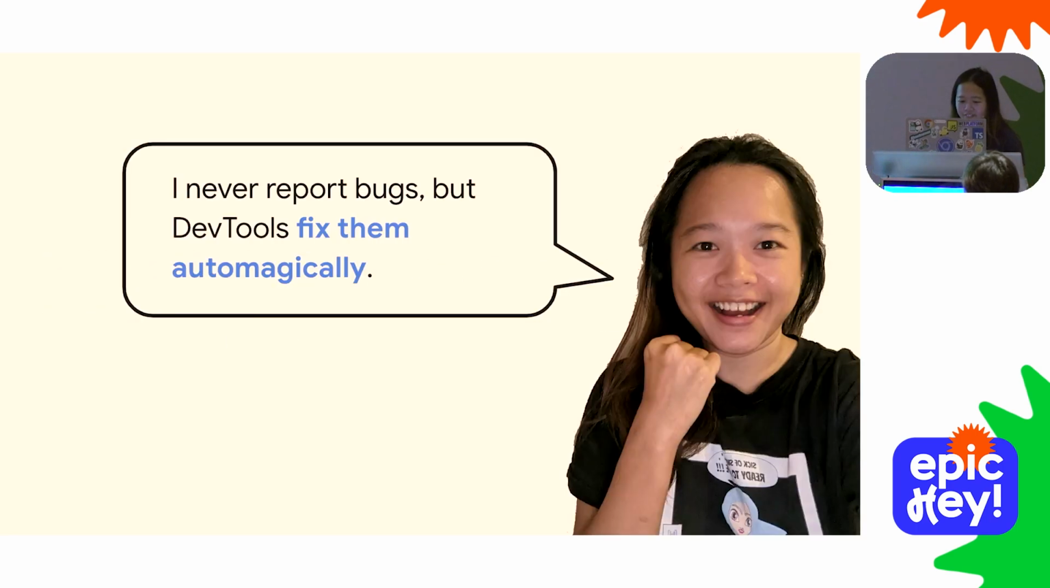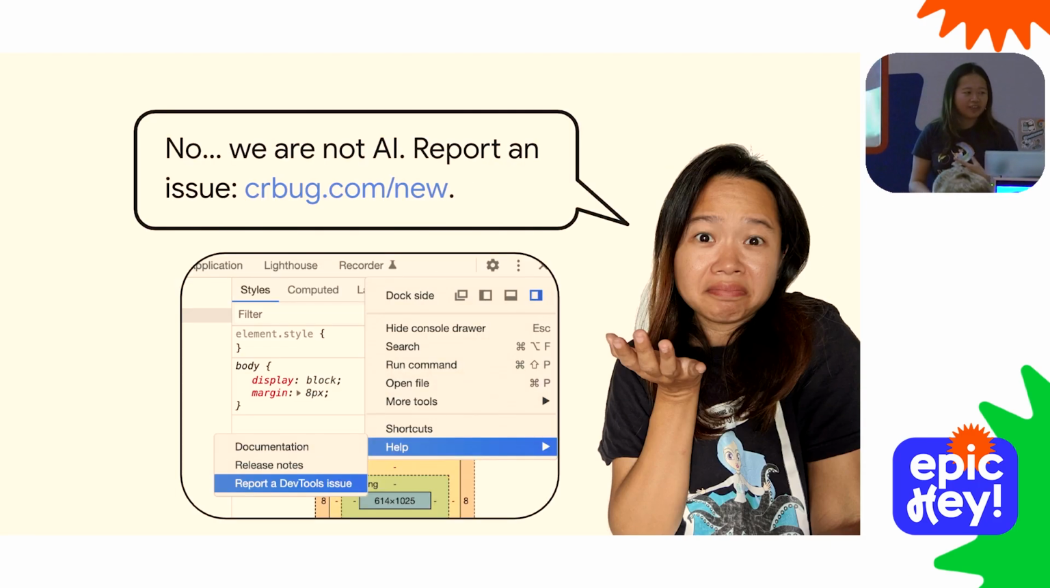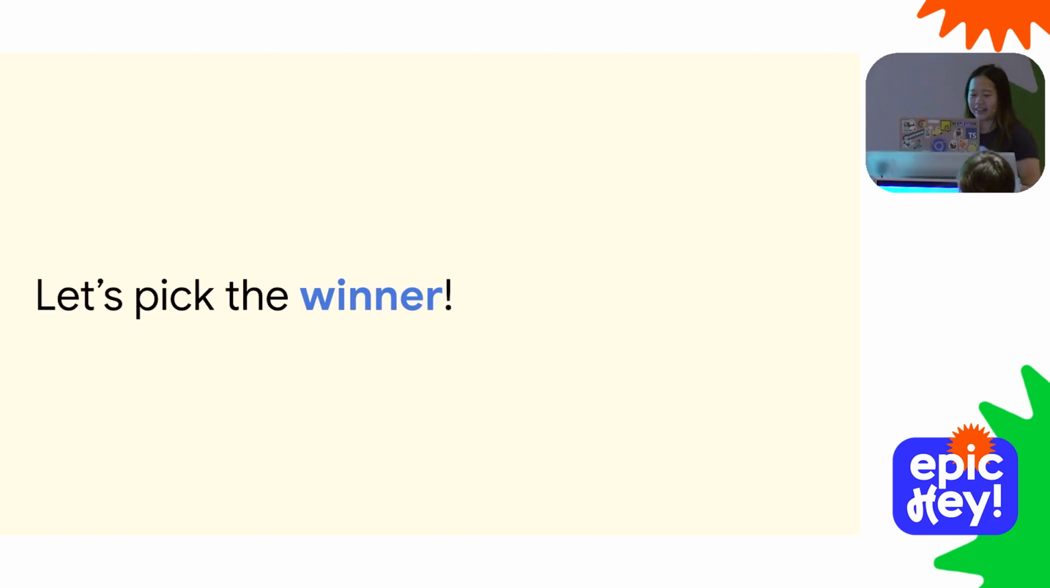Okay, finally, this is what I heard a lot at conferences. I never report any bugs to DevTools, but DevTools sometimes has bugs. I just don't report, but they will fix automatically. Unfortunately, there's no AI in DevTools yet. We are just humans reading your bug reports. If you do not report it and you keep complaining, we cannot help you. So please let us know if there's any issue so that we can improve it to help you with debugging.